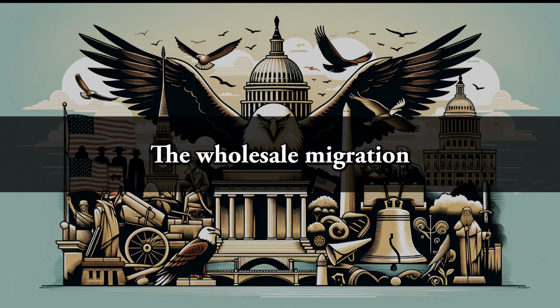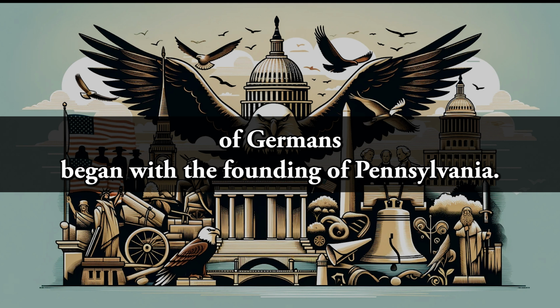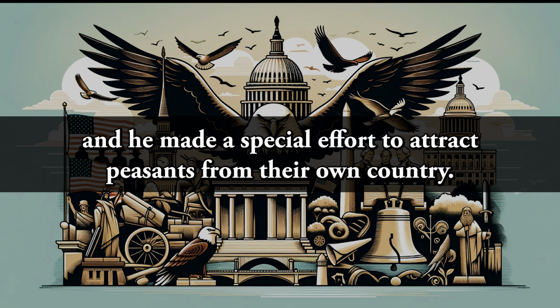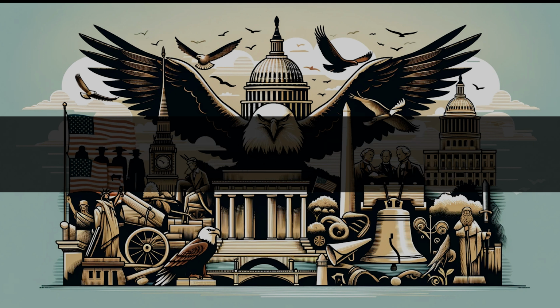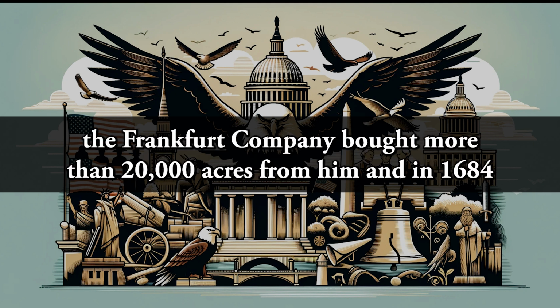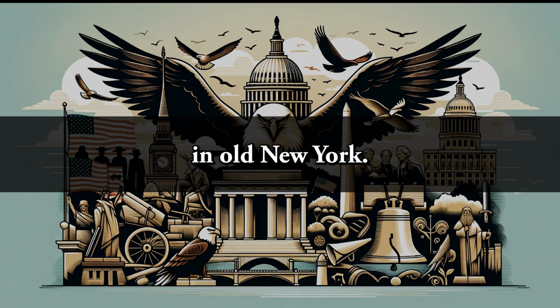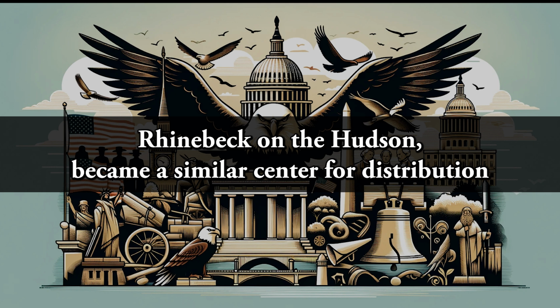The wholesale migration of Germans began with the founding of Pennsylvania. Penn was diligent in searching for thrifty farmers to cultivate his lands, and he made a special effort to attract peasants from the Rhine country. A great association, known as the Frankfurt Company, bought more than 20,000 acres from him, and in 1684 established a center at Germantown for the distribution of German immigrants. In Old New York, Rhinebeck on the Hudson became a similar center for distribution.